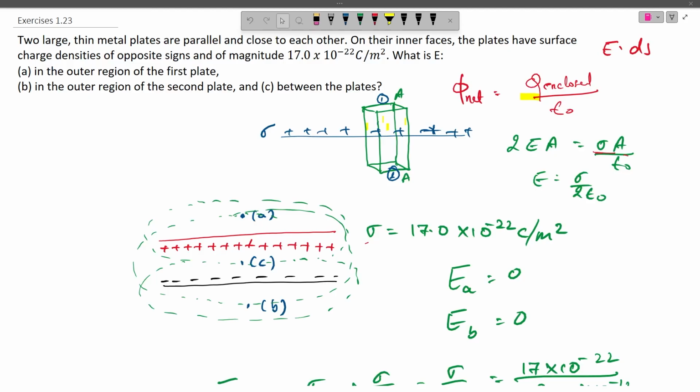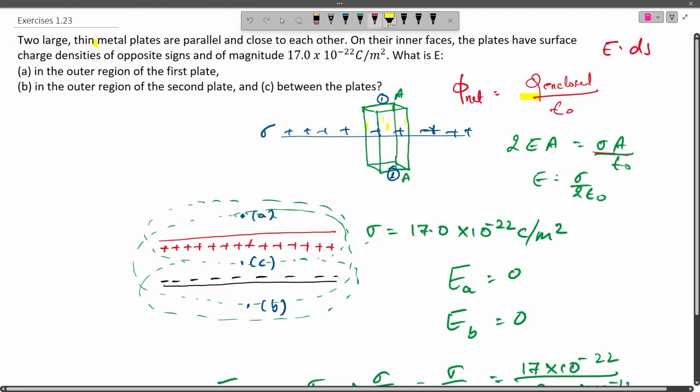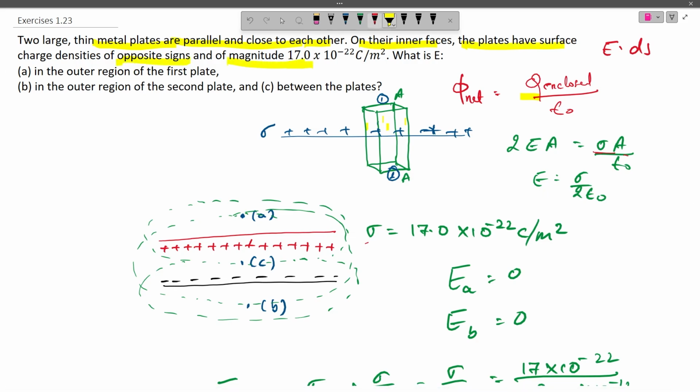The question says that two large thin metal plates are parallel and close to each other. On their inner faces, the plates have surface charge densities of opposite sign and of magnitude 17 times 10 to the power minus 22 coulomb per meter square. So the configuration is like this.